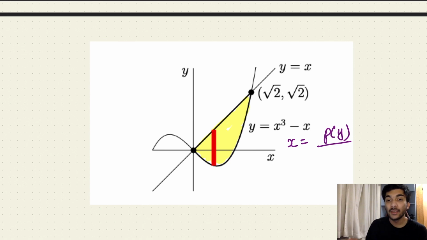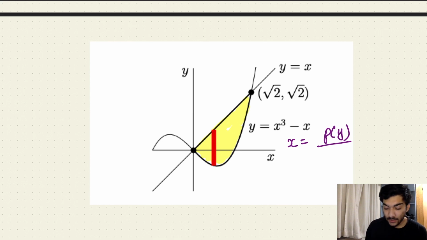Now, when you have clearly realized whether you'll take horizontal or vertical strips, the next part is to identify the height or the width of the rectangles based on the strips you're considering. If you are considering vertical strips, you'll take any arbitrary vertical strip in the area between the curves. For example, they took this vertical strip, and based on it, you'll calculate the height of your rectangle. This is y equals x, and this is y equals x cubed minus x. I can always see that y equals x is above y equals x cubed minus x in the area between the curves.